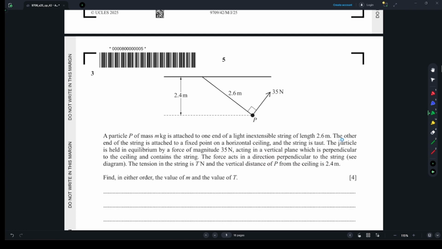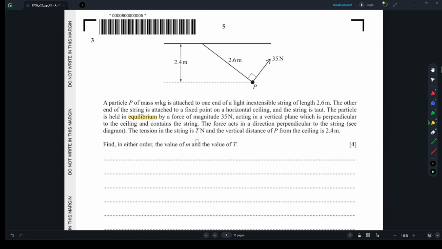Okay, so that is important. So the particle is in equilibrium. Okay, with a 35 Newton force, and that force is perpendicular to the string, and the mass is m. And then you have to find the value of m, the mass of the particle, and the tension. Okay, so let's indicate the tension.